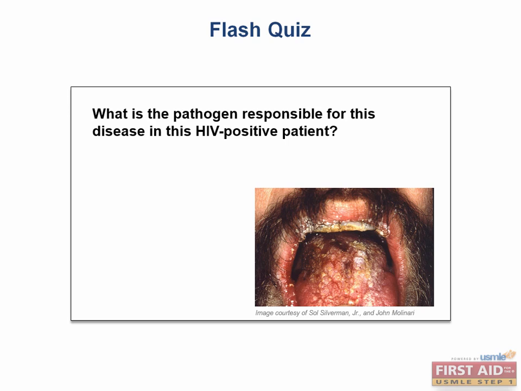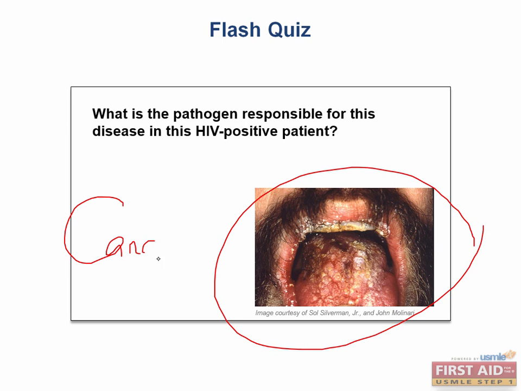Now time for a flash quiz. What is the pathogen responsible for this disease in this HIV-positive patient? As we can see, this here is oral thrush that is caused by Candida. Remember, oral thrush caused by Candida usually occurs in patients with AIDS with CD4 counts of less than 500. At CD4 counts less than 100, patients with Candida infection can get esophagitis.